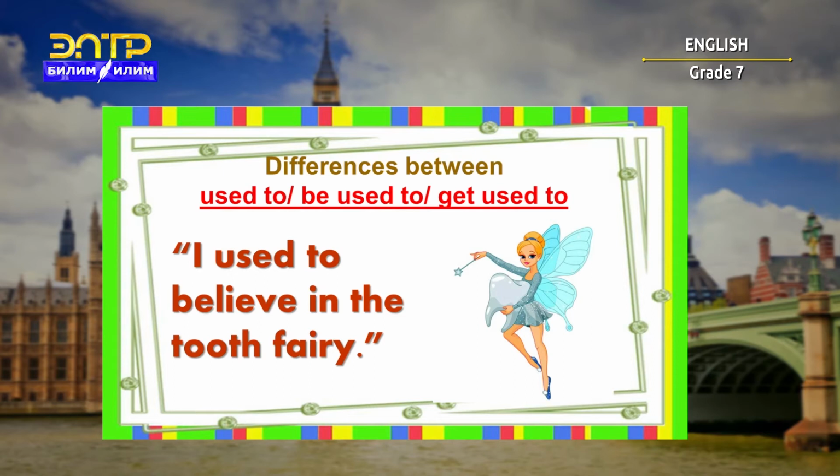The used to construction in English is used to tell about an action that happened or was often repeated in the past, but is no longer happening at the moment. When translating sentences into Russian, they usually add the word before or happened. For example, I used to believe in the tooth fairy.